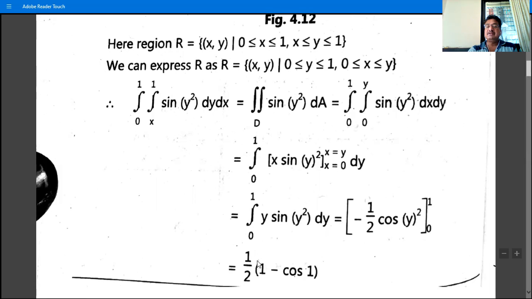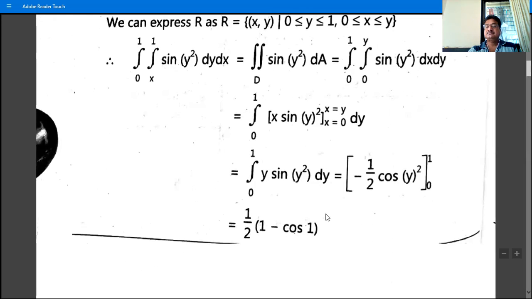Upper limit, lower limit. Then what is the value at the upper limit? Take minus 1/2 as common, and then we have cos 1 square, that is cos 1, minus cos 0. Cos 0 is 1. So we write outside the bracket minus 1/2 (cos 1 minus 1), or write 1/2 outside the bracket and then (1 minus cos 1). We have discussed this.